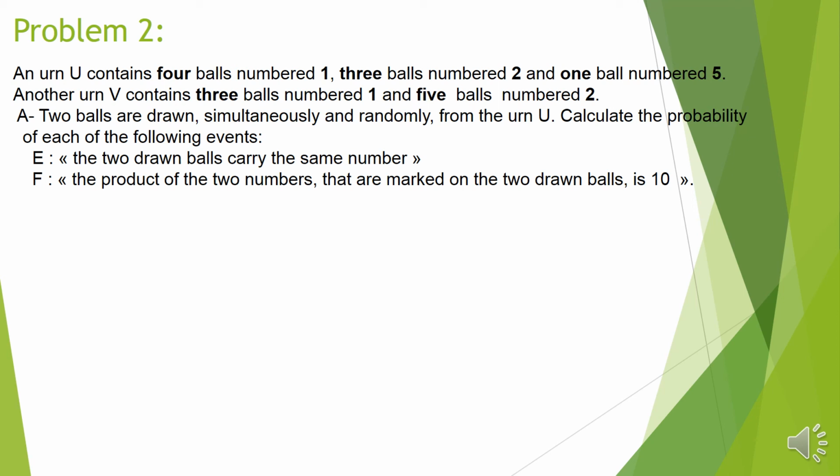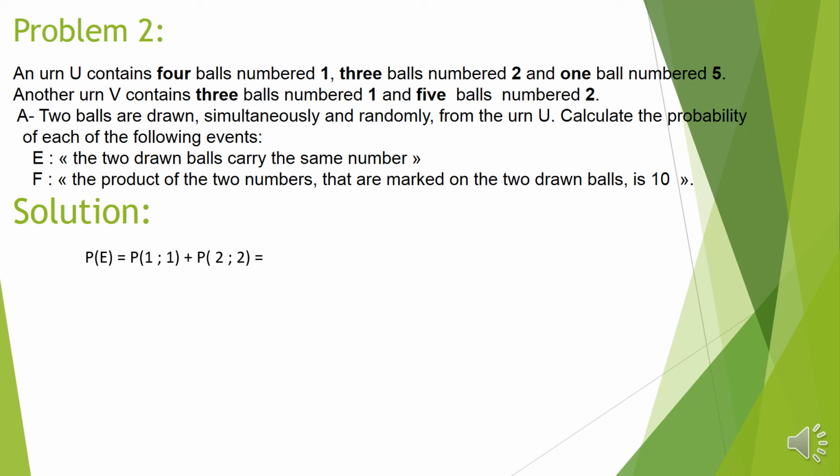The cardinal of the sample space here, 8 (4 and 3 and 1 gives 8). We select 2, so p equals 2, repetition not allowed, simultaneously, and the order doesn't matter. So we have the combination of 2 out of 8. Let's remember this one. Now let's see the solution.